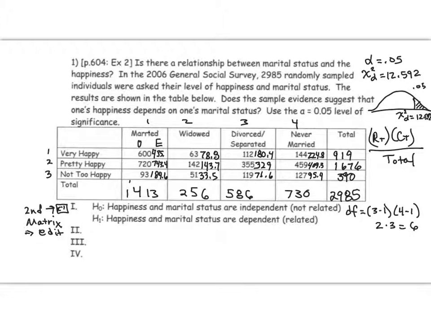So when you go over to edit, you choose matrix A, and we have 3 rows and 4 columns. So while it's up at the top there, you're going to enter a 3 and then a 4. And you'll see that your old data is still in there, but now you have additional space to put stuff. You're just going to type right over the top of your old data. So you're going to put in, first you're going to put in 600, then 63, then 112, then 144, and so on until you get all of the observed values in.